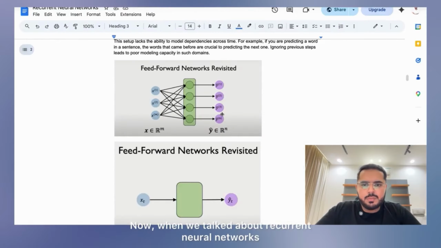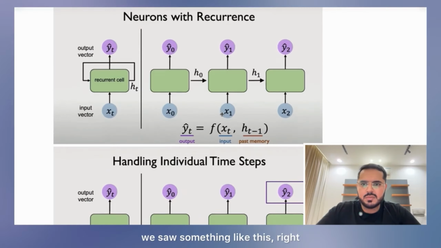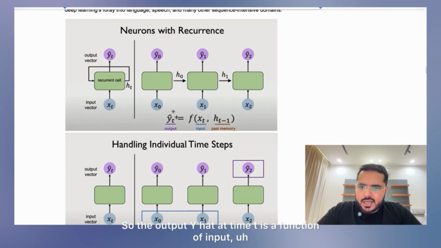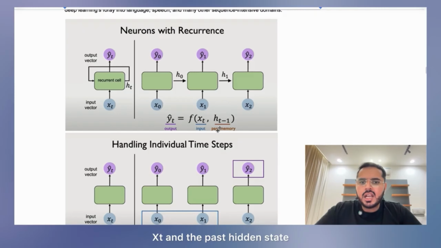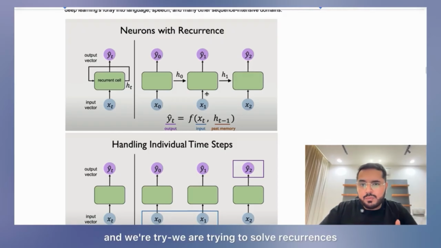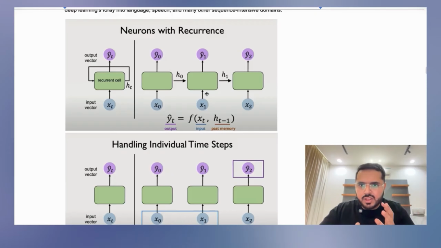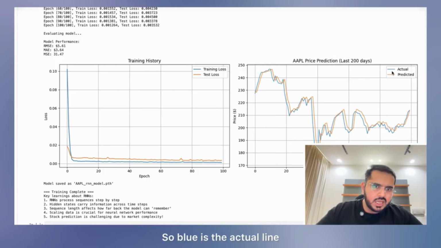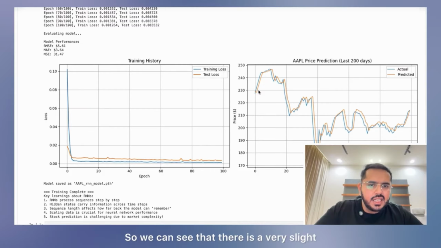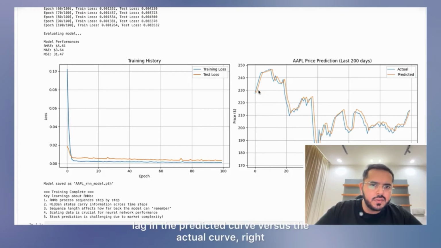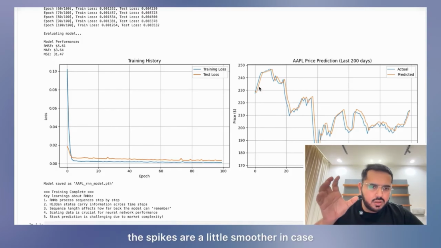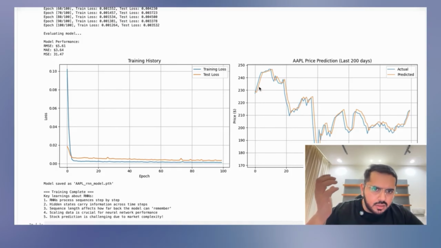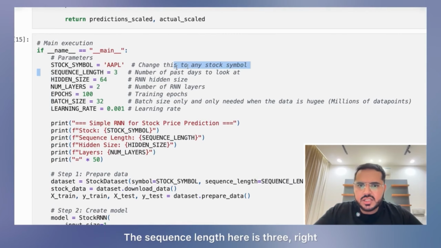Now, when we talked about recurrent neural networks, we saw something like this. The output y hat at time t is a function of input xt and the past hidden state, or the past memory. We started with deep neural networks and we are trying to solve recurrences, we are trying to solve sequences. Now we came onto recurrent neural networks. Blue is the actual line and orange is the predicted line. We can see that there is a very slight lag in the predicted curve versus the actual curve. The spikes are a little smoother in the RNN's predicted behavior. The sequence length here is 3, right?